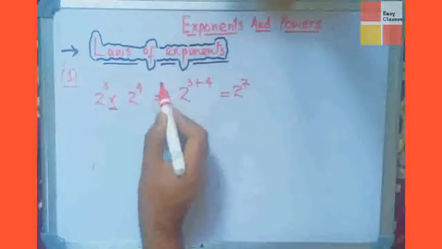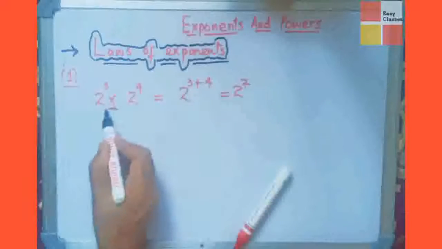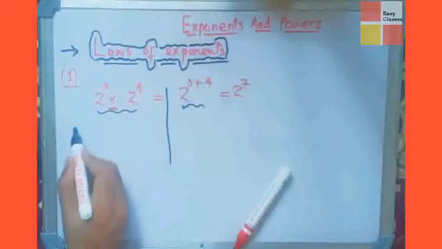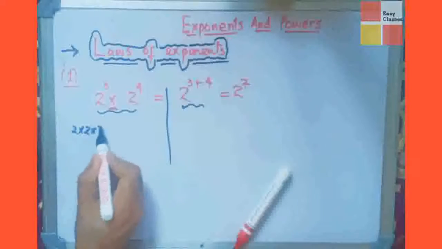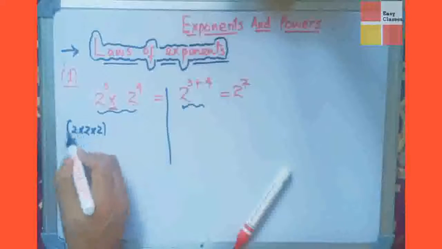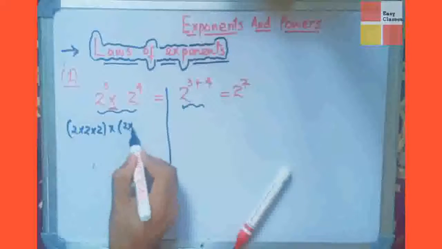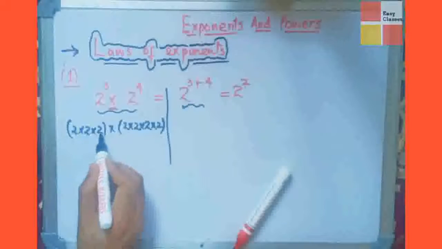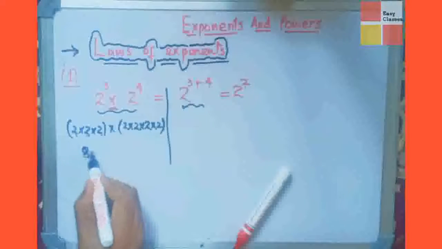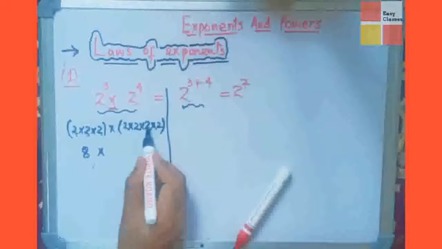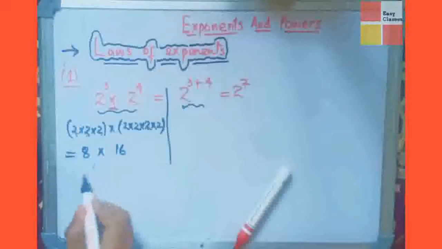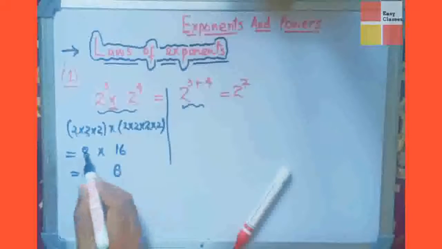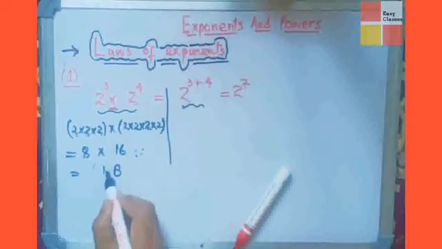Okay, let's check this first, whether this is equal to this. Let's solve this one first. 2 raised to power 3 means 2 into 2 into 2. Then 2 raised to power 4 means 2 into 2 into 2 into 2, that means 4 times 2. 2 2s are 4, 4 2s are 8, and 2 2s are 4, 4 2s are 8, 8 2s are 16. Then multiplying these, 8 times 16, 8 6s are 48, 8 1s are 8, that's 128.